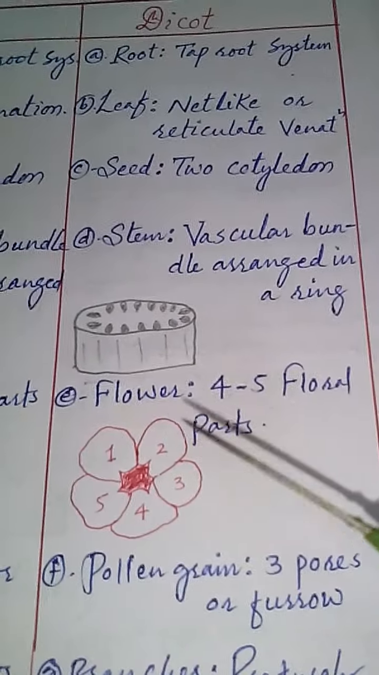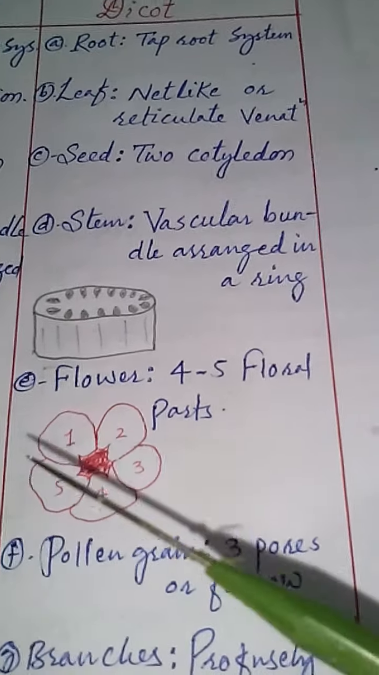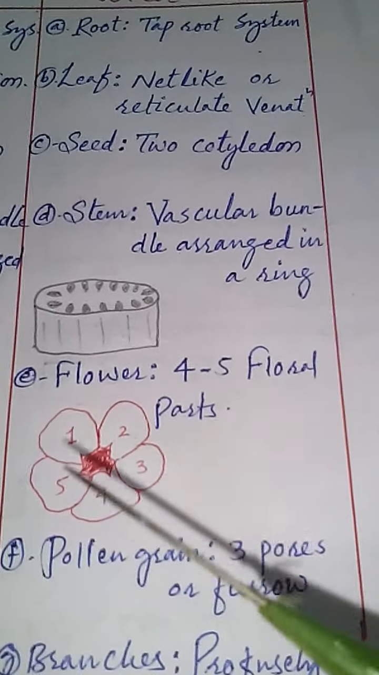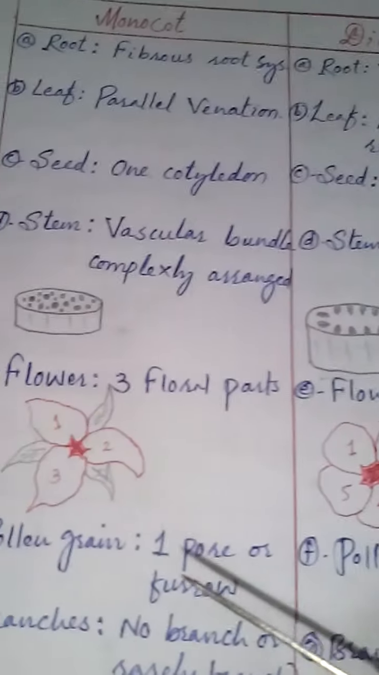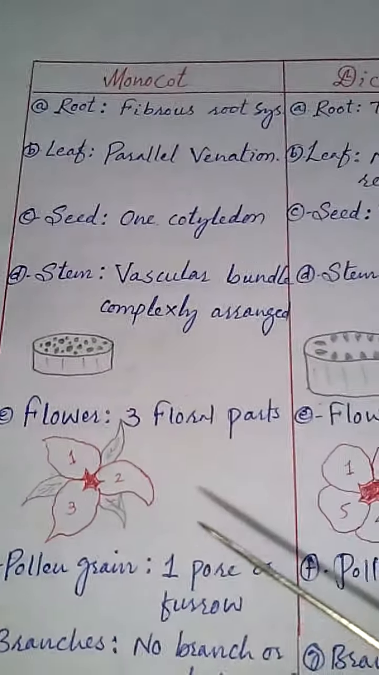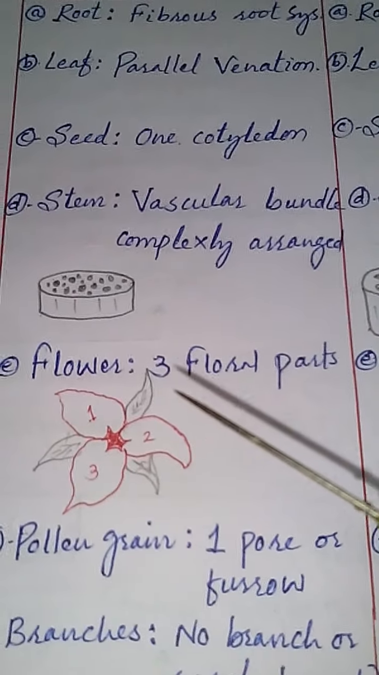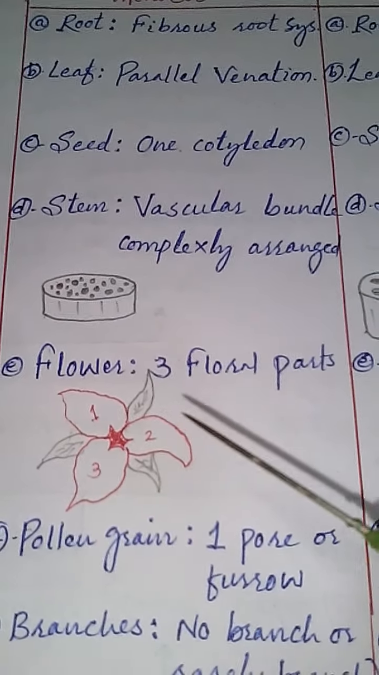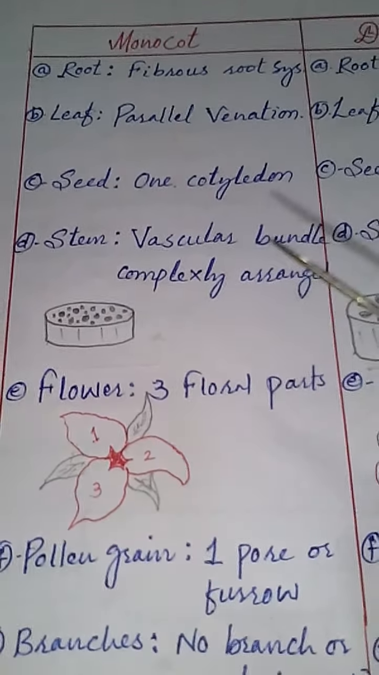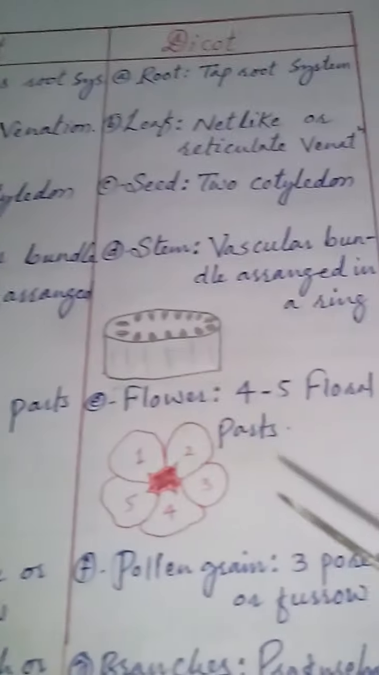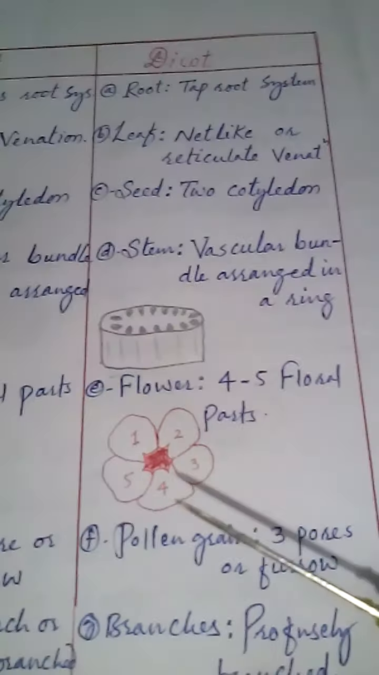structure. The flower of the dicotyledon shows 4 to 5 floral parts. Like in this diagram, you can see the number of petals: 1, 2, 3, 4, 5. So what is the difference between the flower of the monocotyledon and the dicotyledon? The difference lies in the number of floral parts: only 3 in the monocotyledonous plant flower, and the floral parts in the dicotyledonous plant are 5 in number.